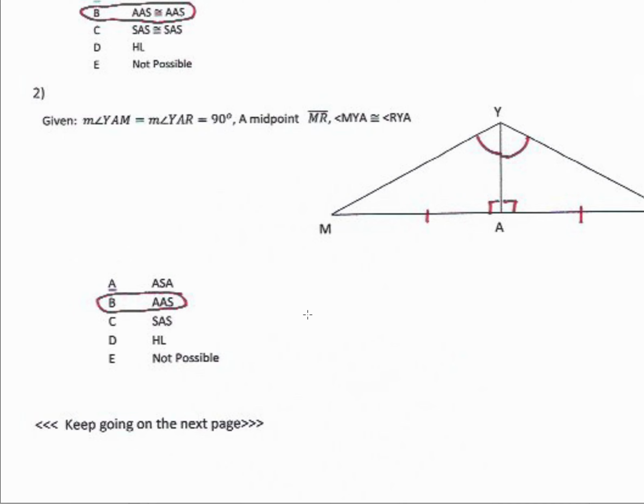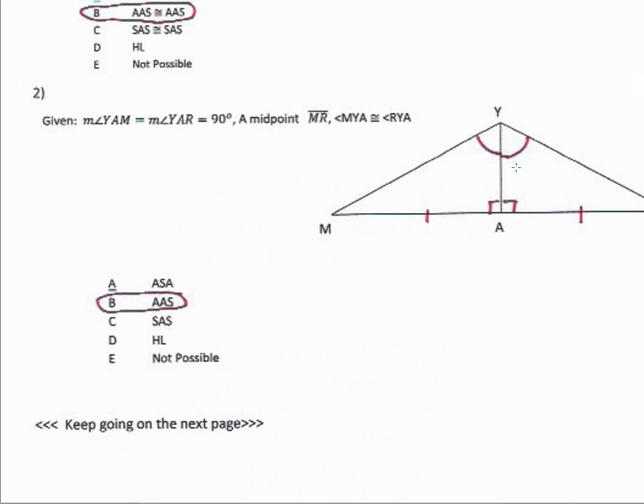Next one, we have marked the MA and AR are marked. You can see the hash mark there. That's because A is the midpoint. We are told that these are 90-degree angles here, so they're equal. And we're also told that angle MYA is congruent to angle RYA.